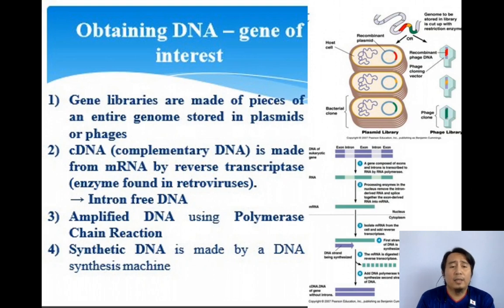And then the third one, amplified DNA using polymerase chain reaction. So you can obtain the gene of interest from amplified DNA by using PCR. And the last one is synthetic DNA. Synthetic DNA is made by a DNA synthesis machine. So you know the sequence of the DNA, and then you synthesize it by using a machine.